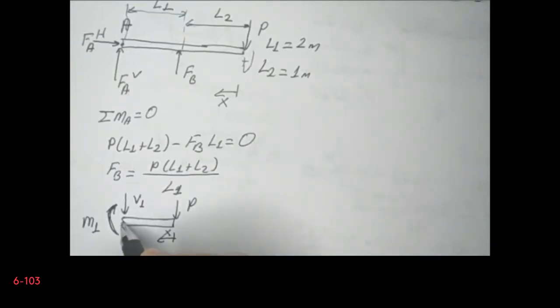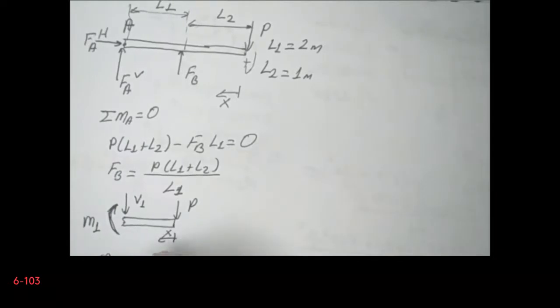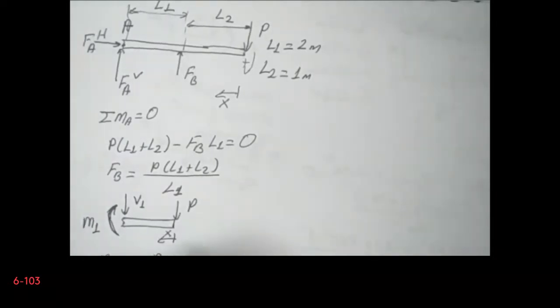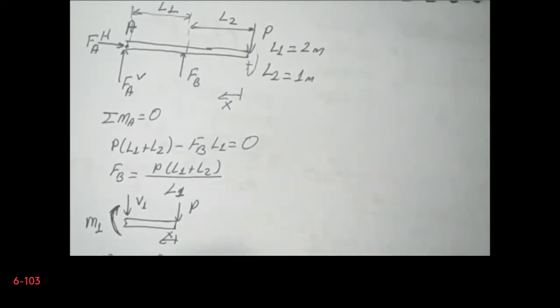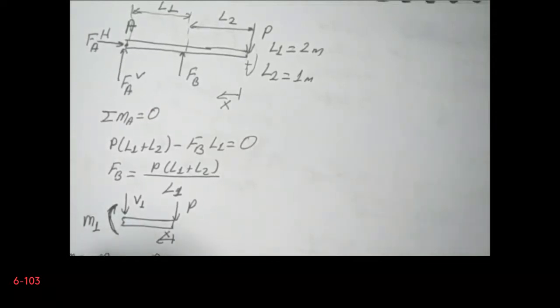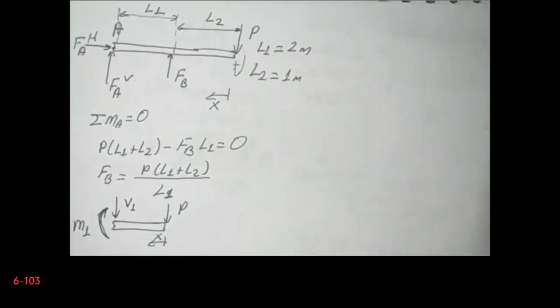So M1 is equal to minus P multiplied by X. In fact, V1 is equal to minus P. So sum of the moments has to be equal to 0, and sum of the forces has to be equal to 0. This is the static equilibrium condition. Okay, so this is the first cut. Now I will make the second cut.